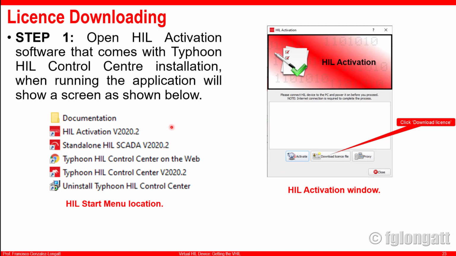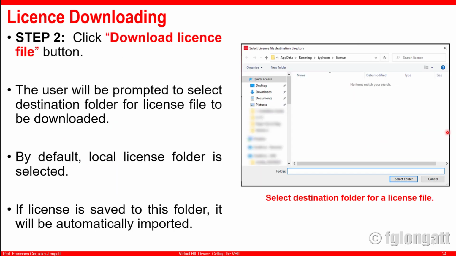Very simple, go to the Start button, then go to Programs, inside the folder created by Typhoon HIL, press Activation, okay? And the next step over here is you will say Download License, okay? When you press Download License, automatically the installer will ask you what is the destination for this license. I highly suggest that you keep things clear and you stick with the default location, okay?